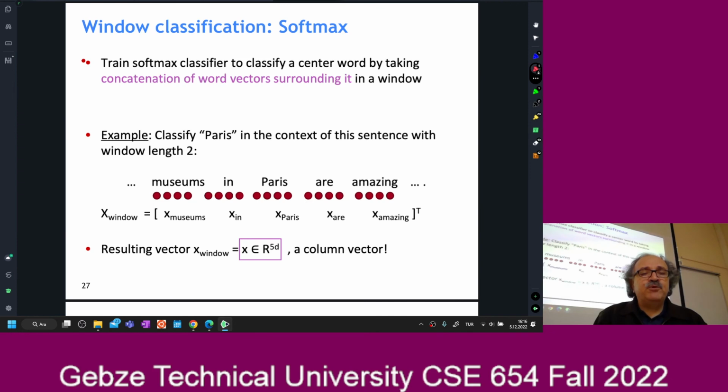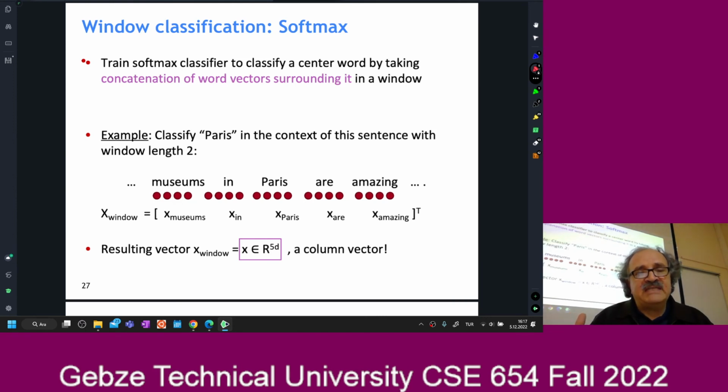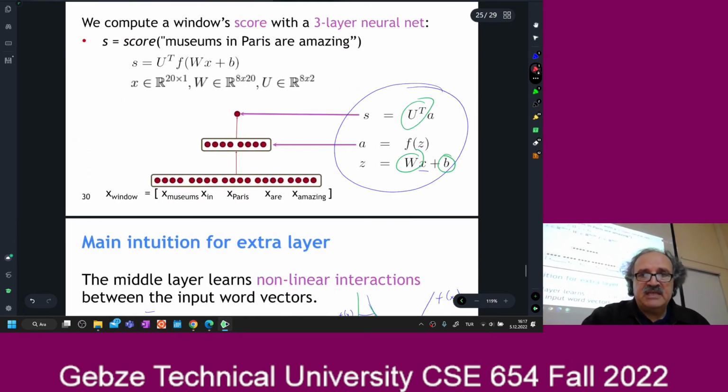Okay. So my input to my network will be, let's say my words are 4-dimensional vectors. A 4-dimensional vector for museum, a 4-dimensional vector for in, Paris, are, and amazing. I am going to give these 20 numbers to my network, and I'd like to assign a named entity class to this vector. So it is 5 times D. 5 is 1, 2, 3, 4, 5: 5 words. D is the dimensionality of the word vector. This will be my input, and this will be my output.